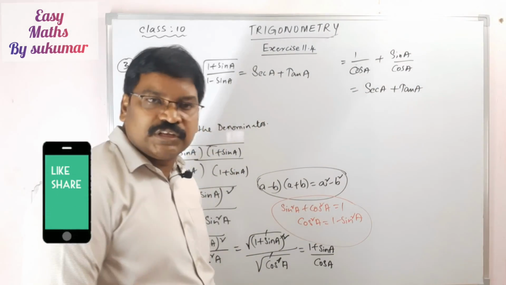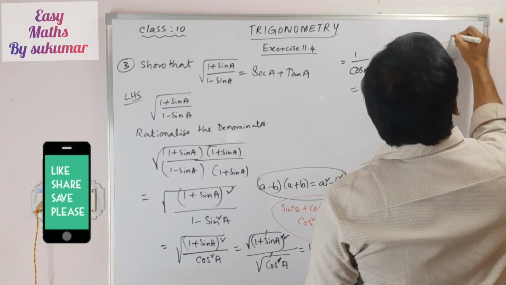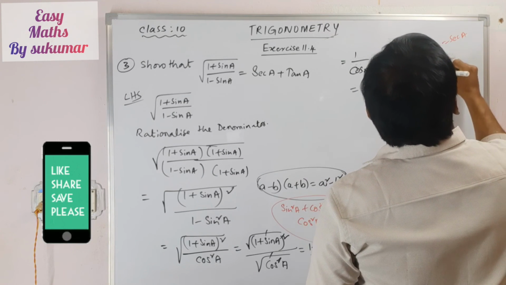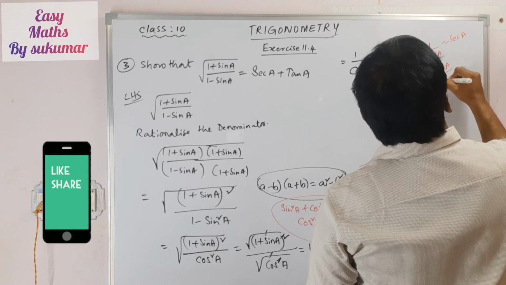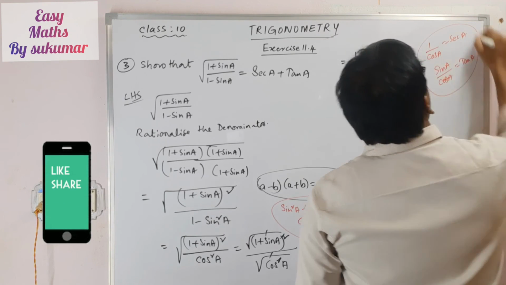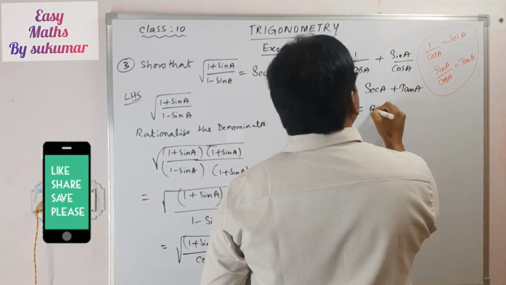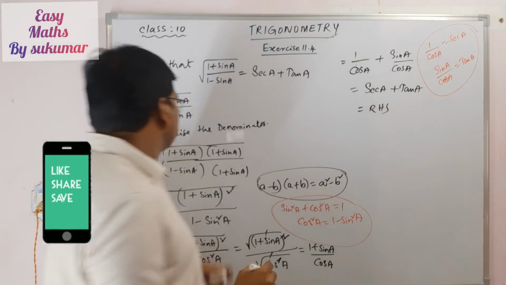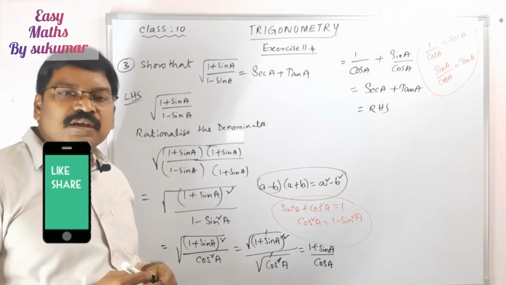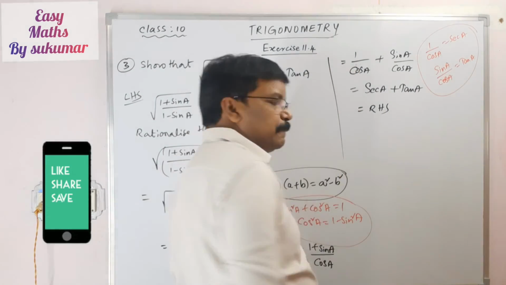Let me write the reason here. 1 by cos A is secant A, and sin A by cos A is equal to tan A. Now it is equal to the RHS, right hand side. Root of 1 plus sin A by 1 minus sin A is equal to secant A plus tan A.